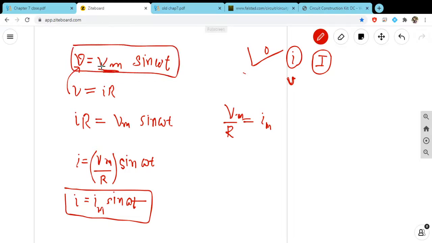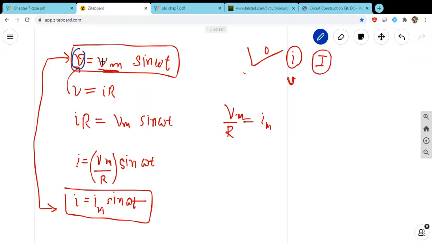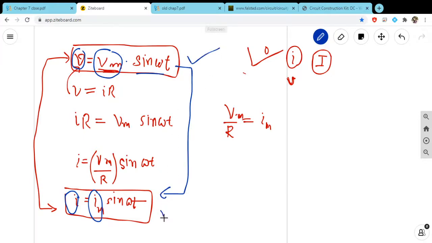So what is different and what is similar in both equations? Now look at these two equations. Both equations represent the same thing. Alternating voltage v means maximum voltage into sine function. Here alternating current means maximum current into sine function. So they both follow sine function. That means when voltage becomes maximum, current also becomes maximum. When voltage becomes zero, current also becomes zero. When voltage changes polarity, current also changes polarity.